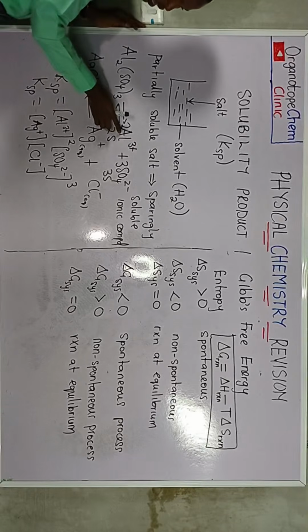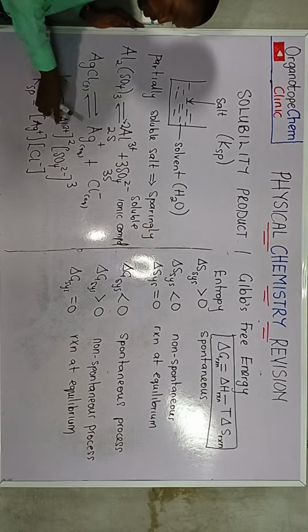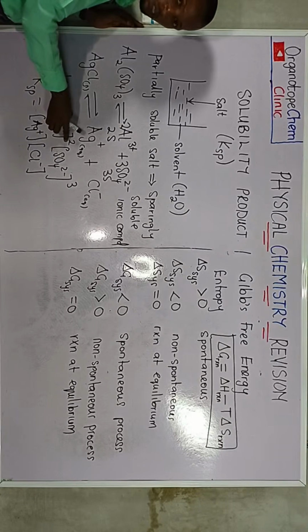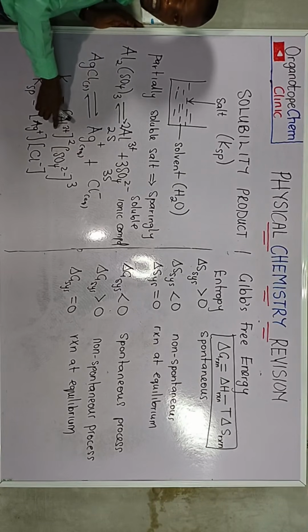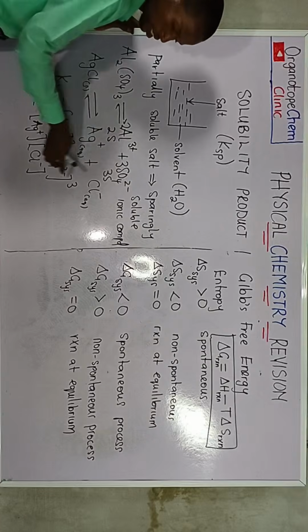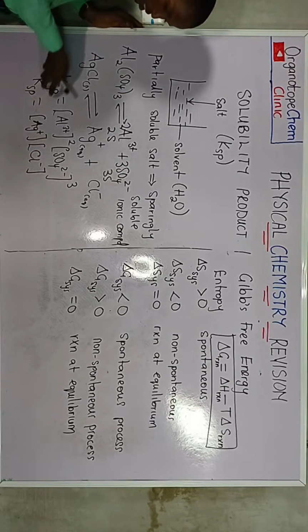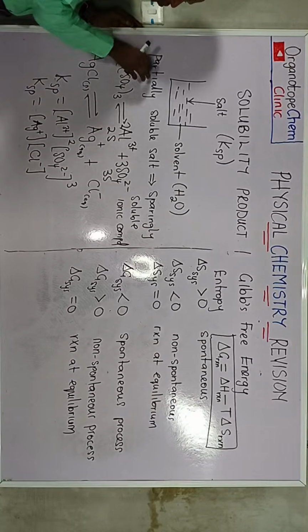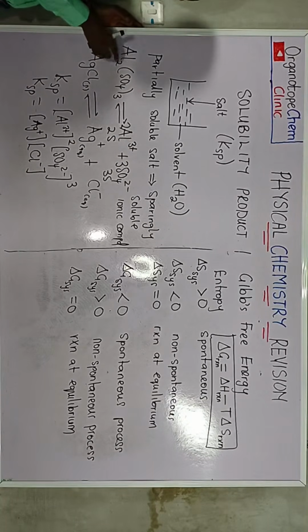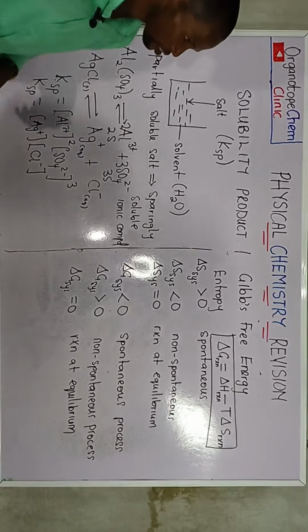So right here we have aluminum 3+, so the coefficient is 2. So I'm going to raise it to the exponent of what? The ion, the aluminum 3+. Then the sulfate right here, the coefficient is 3. So we are going to have the exponent 3. This is the Ksp expression for the aluminum sulfate. Okay? So, can we proceed?